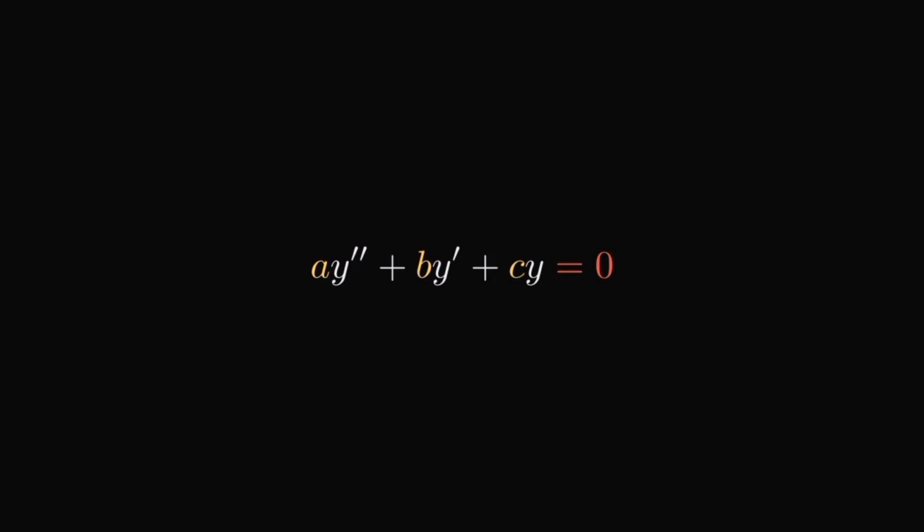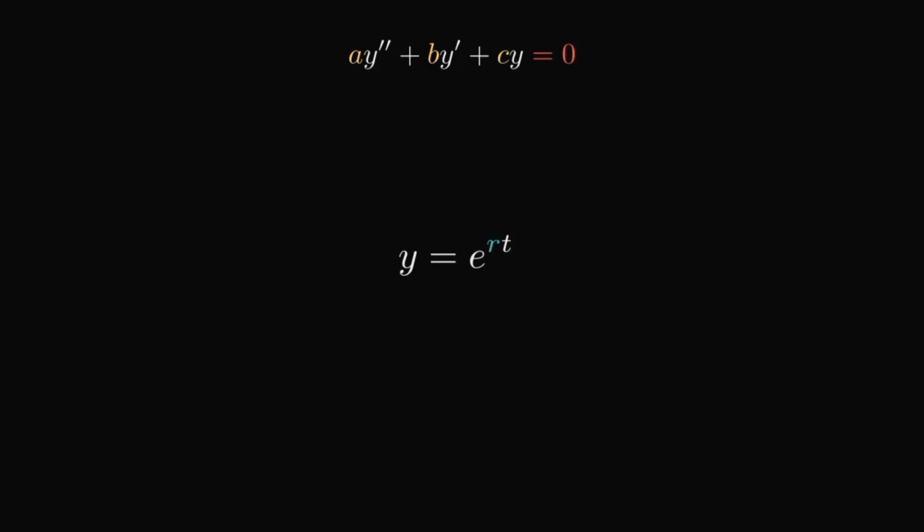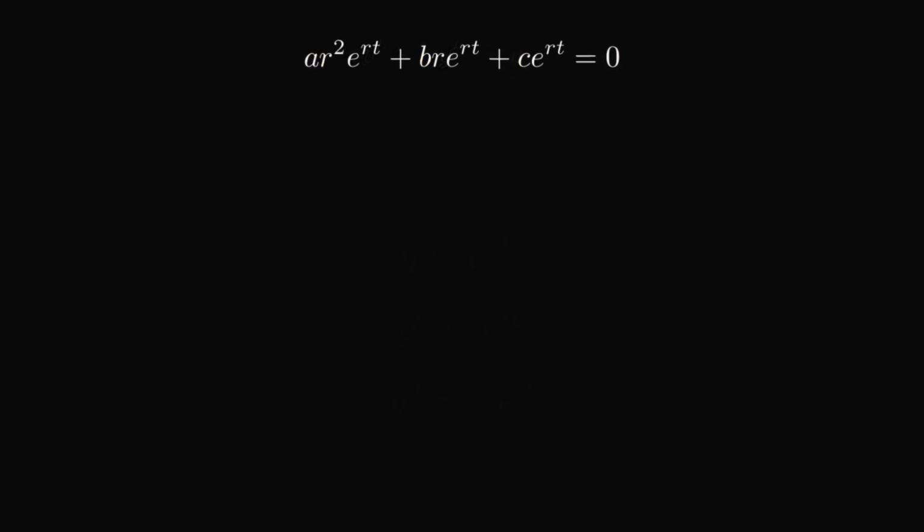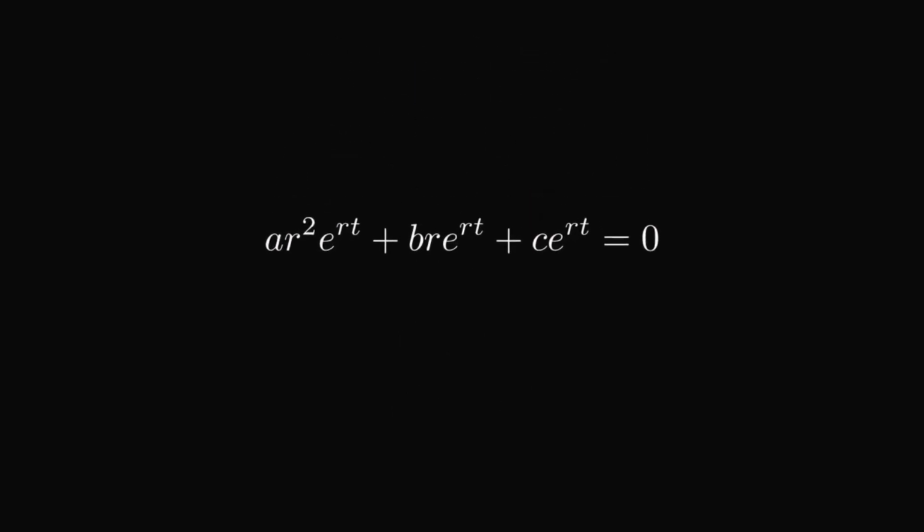To solve this, we need a function whose derivative looks like the original function, just scaled by a constant. The natural exponential function is perfect for this. Let's make an educated guess. y equals e power rt, where r is a constant we need to find. If we take the first derivative and the second derivative and then substitute them back into our differential equation, we can factor out the term e power rt.